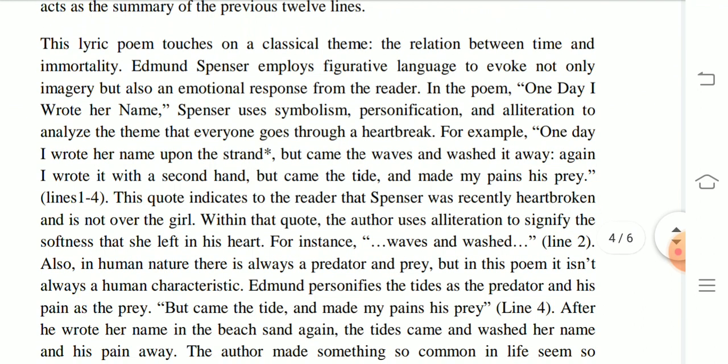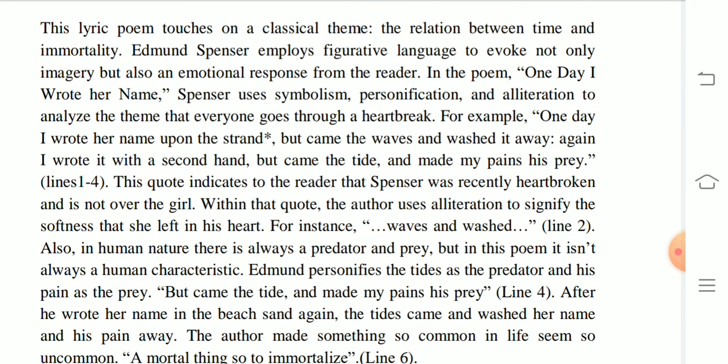The lyric poem touches on a classical theme, the relation between time and immortality. Edmund Spenser employs figurative language to evoke not only imagery but also an emotional response from the reader. In the poem, One Day I Wrote Her Name, Spenser uses symbolism, personification, and alliteration to analyze the theme that everyone goes through a heartbreak.